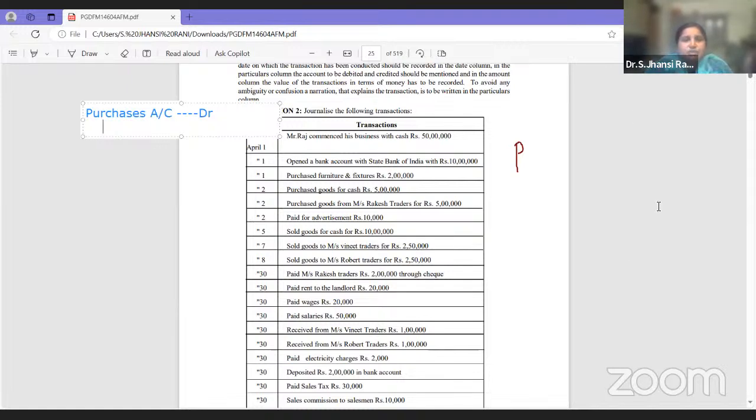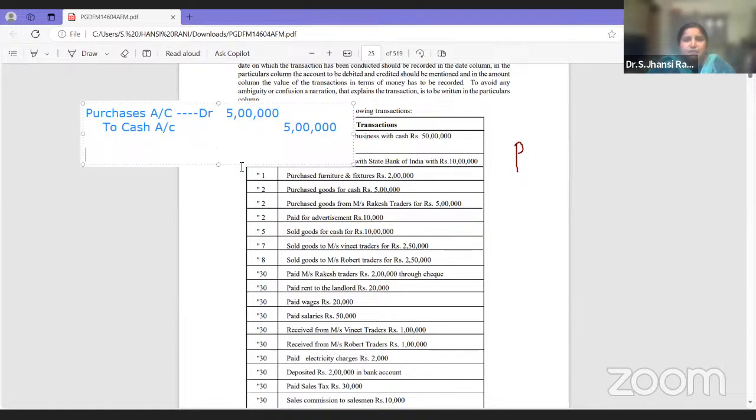Here it is clearly mentioned, if you just look at here, purchased goods for cash. Cash is going out of the business. Credit what goes out, as per the real account rule. So I will write to cash account. Like this, we will write the entry. And as I said, in the format we have a column called amount column. So here debit, the amount is, I am purchasing for 5 lakhs. And the credit column also is 5 lakhs.